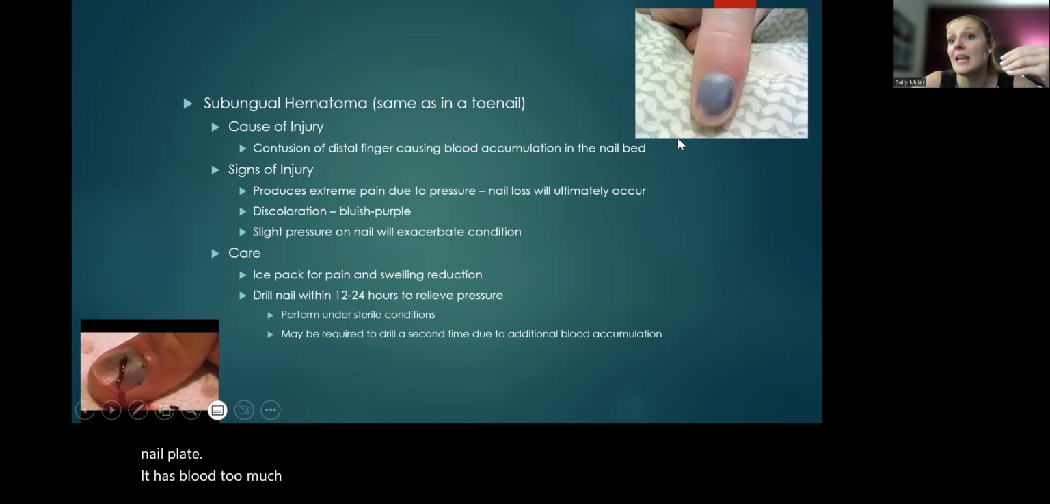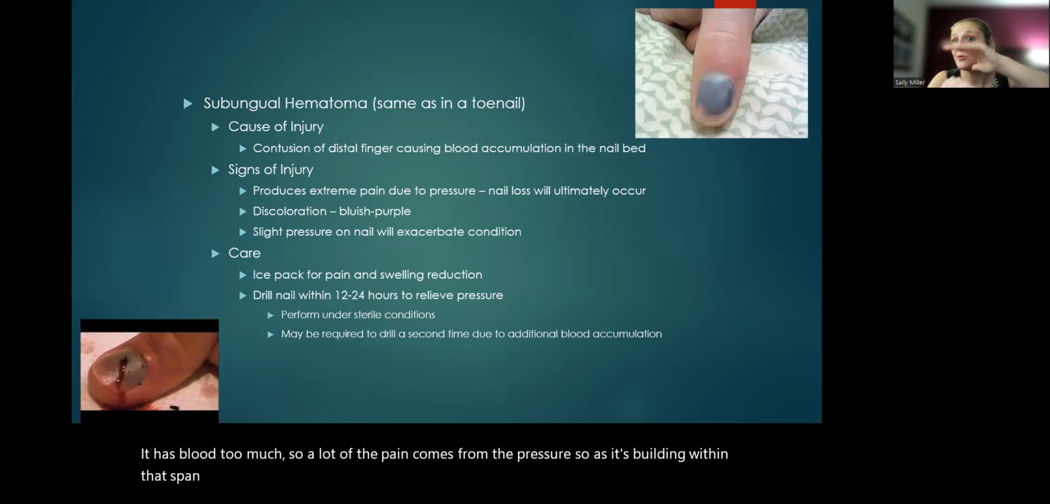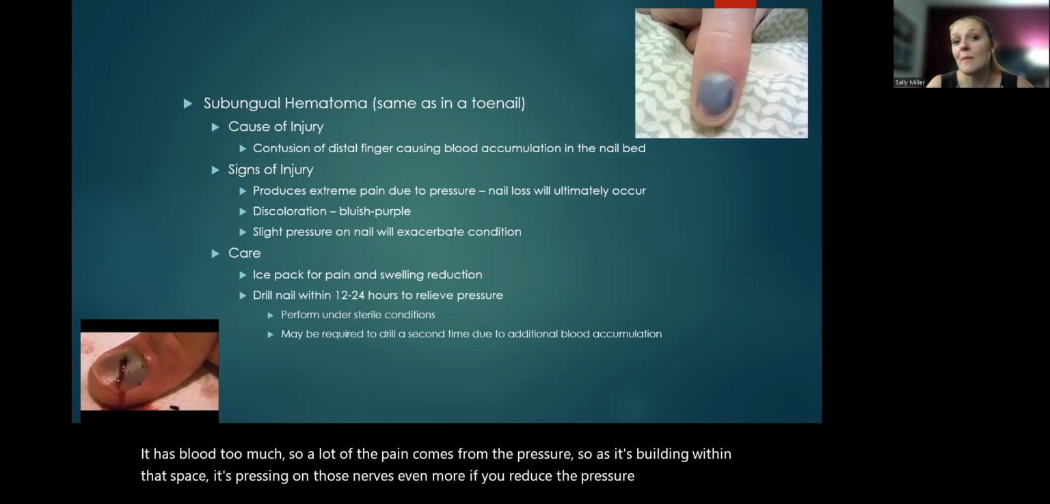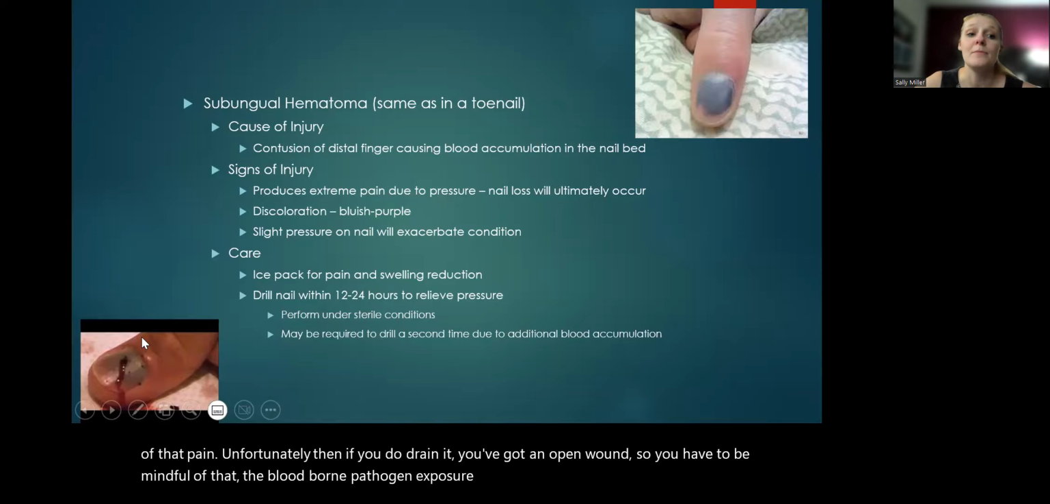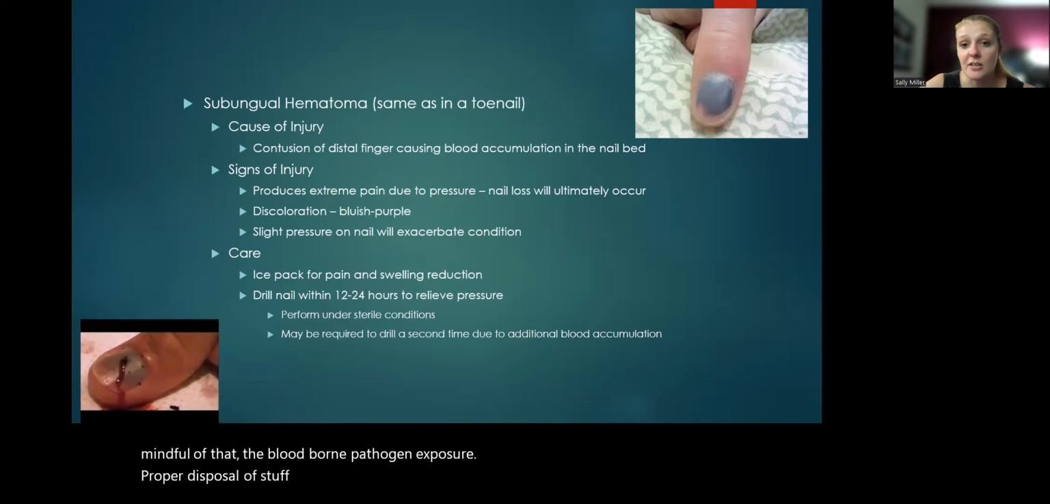So a lot of the pain comes from the pressure. As it's building within that space, it's pressing on those nerves even more. If you reduce the pressure, you've reduced a lot of that pain. Unfortunately, then if you do drain it, you've got an open wound. So you have to be mindful of that, the bloodborne pathogen exposure, proper disposal of stuff in the bloodborne pathogen box.